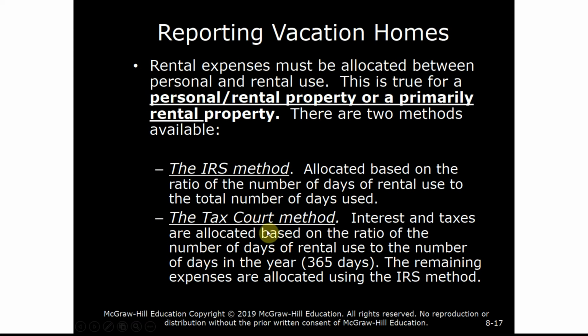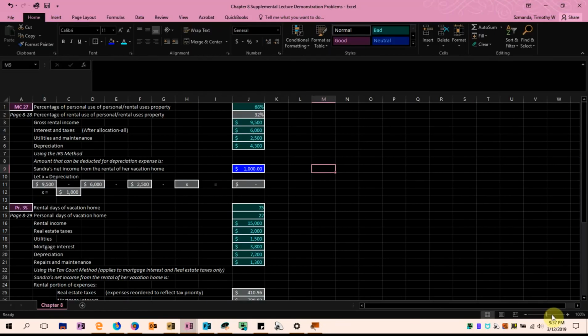The other method to allocate at least interest and taxes is the tax court method. If you use the tax court method, you only use it to allocate interest and taxes, these shared expenses on the rental property. But you would do so not based on the number of days used for the year, but rather based on the rental use divided by 365. And then the remaining expenses are allocated using the IRS method. So let me go through an example of this to help hopefully make it more clear. So let me make this a little bit larger.